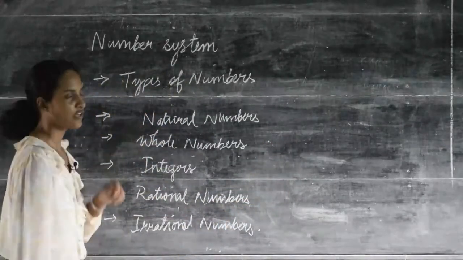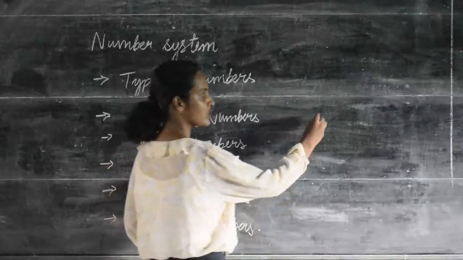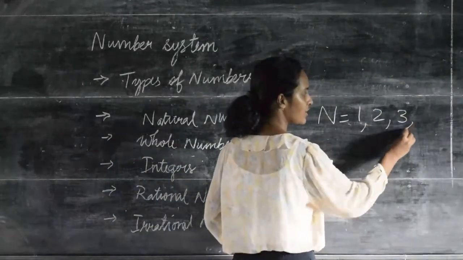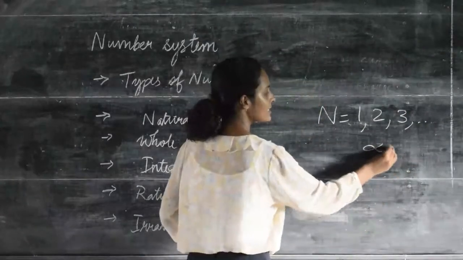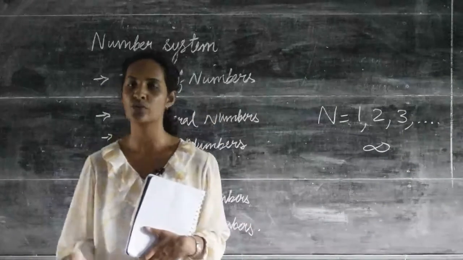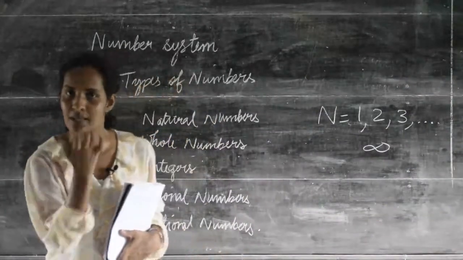So the first type of number is natural numbers. As you know, the first natural number is 1, then comes 2, then comes 3, and it extends till infinity, because we don't know what the last number is, right? Infinity means unknown, because we do not know what the last number in mathematics is, right?